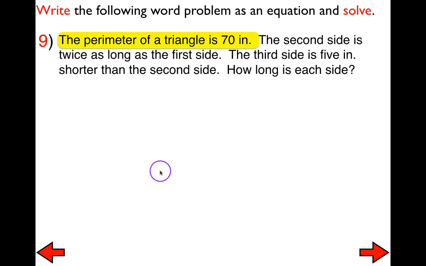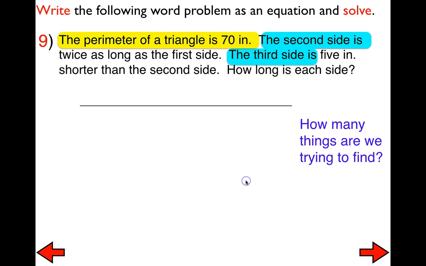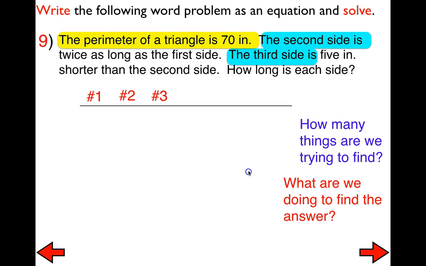So once more, I'm highlighting the information that I think is important. Perimeter, how do we find perimeter? Well, we add all the side lengths together. So that's kind of like sum. Now, I'm going to be focusing on that the second side is twice as long as the first, and the third side is 5 inches shorter than the second. So how many things are we looking for? I'm looking for 3 lengths because we have a triangle. And what are we going to do to find out our answer? We're going to add them because perimeter is basically the sum of all sides.